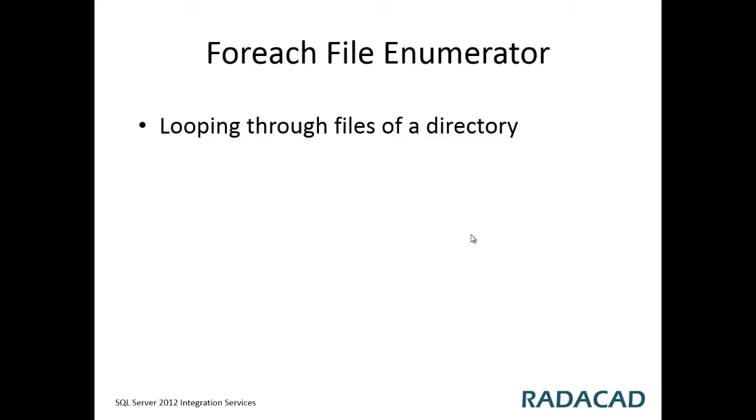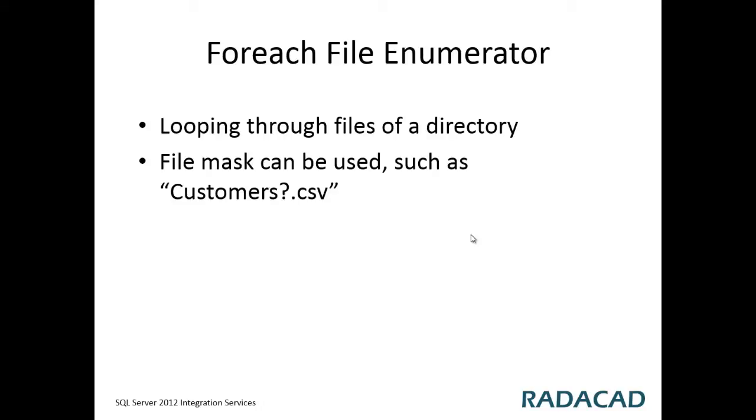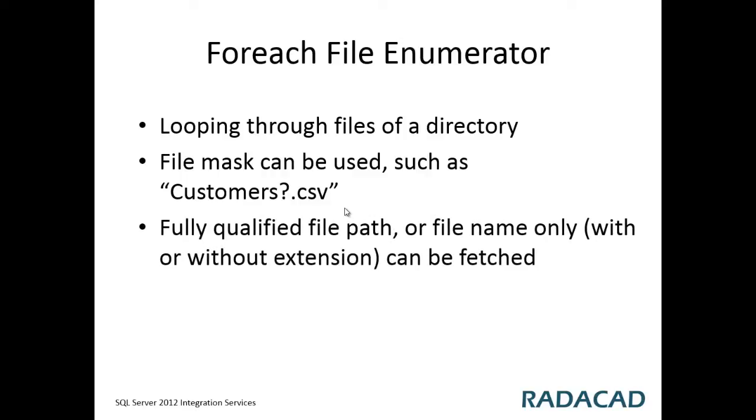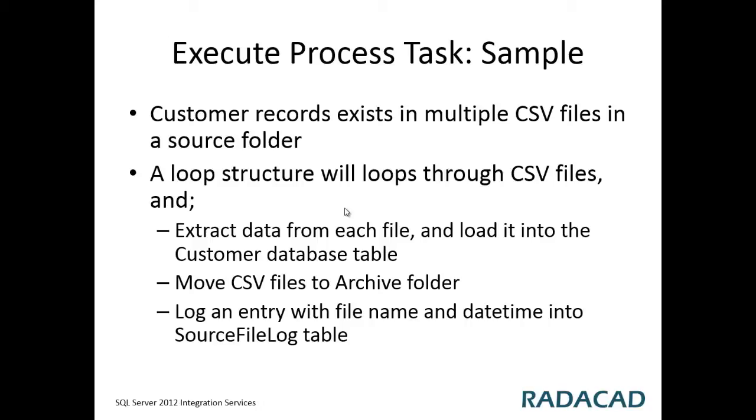The file enumerator provides looping through a list of files in a directory. The good thing is that we can set a file mask for those files. For example, we can say just get every file that starts with customers and the extension is CSV. Or we can say star.star, which means everything. We can fetch the fully qualified file path, or for example we can say give me only the file name with or without extension. We can also say traverse subfolders as well.